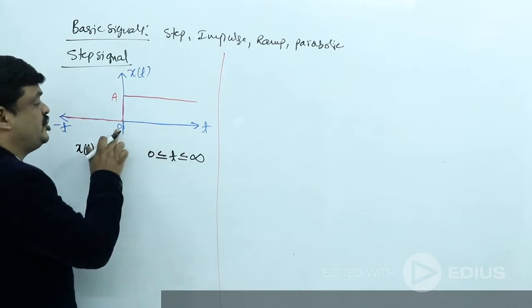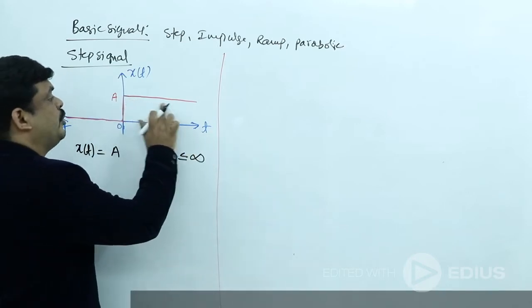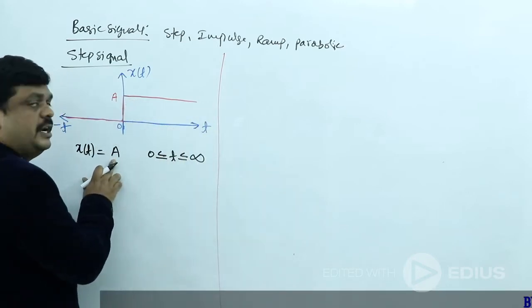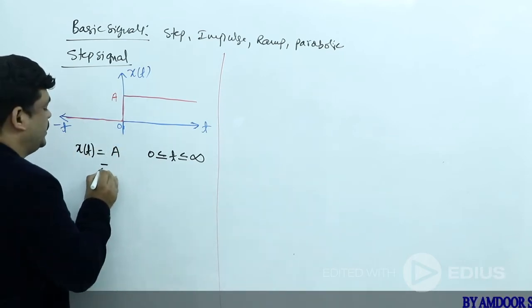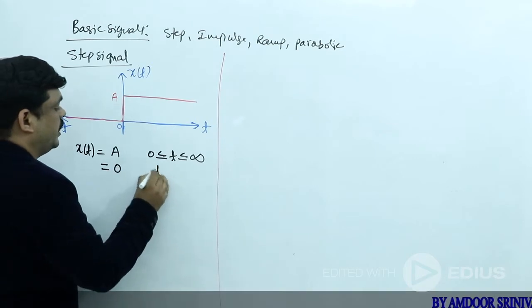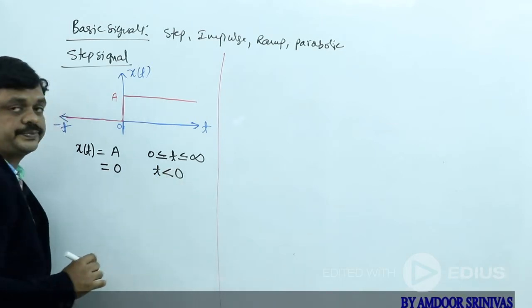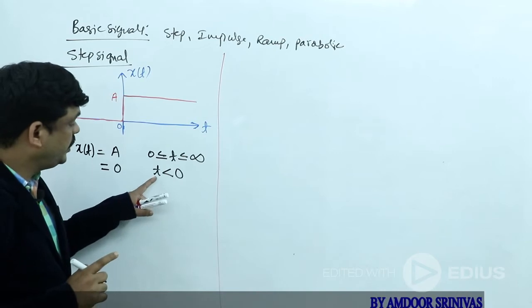So the time axis changes from 0 to infinity. The amplitude of the signal is constant. The constant value is A. And the negative time axis is not defined. So right here this is equivalent to 0 for t less than 0. See, here clearly I wrote t less than 0.